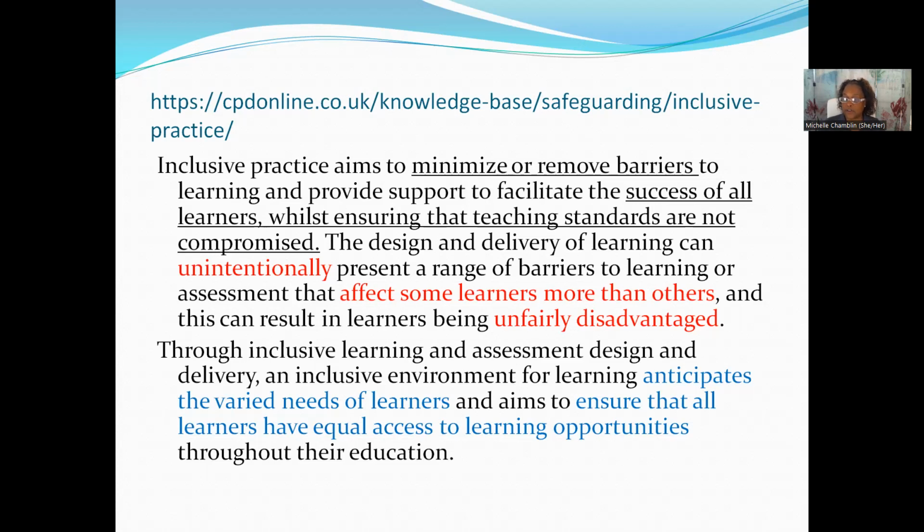Through inclusive learning and assessment design and delivery, an inclusive environment for learning anticipates the varied need of learners and aims to ensure that all learners have equal access to learning opportunities throughout their education. So you can see what is underlined, what is in red, and what is in blue are the most important emphasis of this definition that I'm sharing with you.